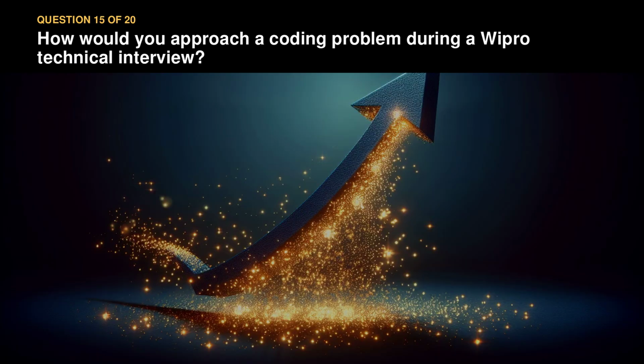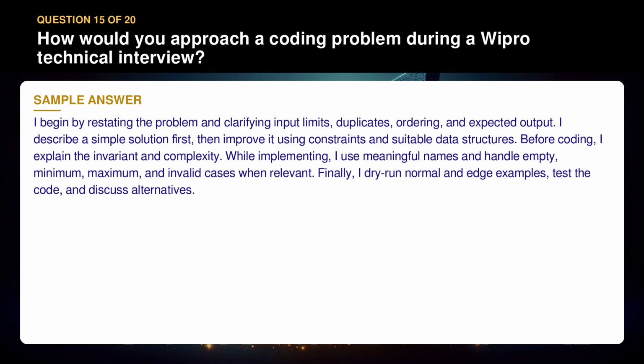Question 15. How would you approach a coding problem during a Wipro technical interview? I begin by restating the problem and clarifying input limits, duplicates, ordering, and expected output. I describe a simple solution first, then improve it using constraints and suitable data structures. Before coding, I explain the invariant and complexity. While implementing, I use meaningful names and handle empty, minimum, maximum, and invalid cases when relevant. Finally, I dry run normal and edge examples, test the code, and discuss alternatives.